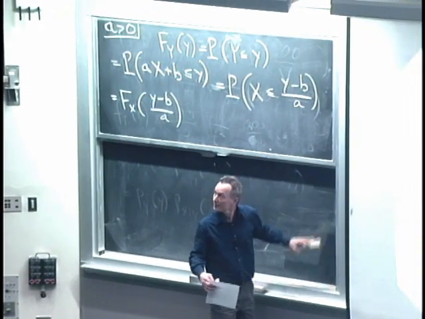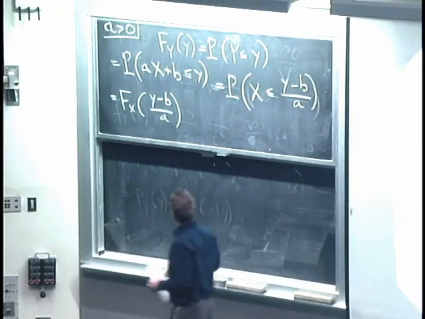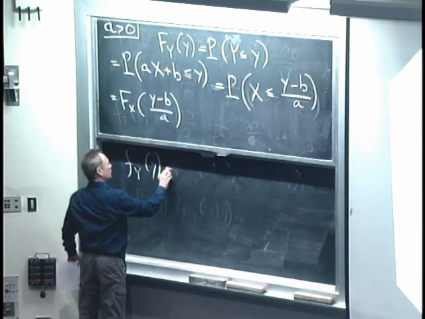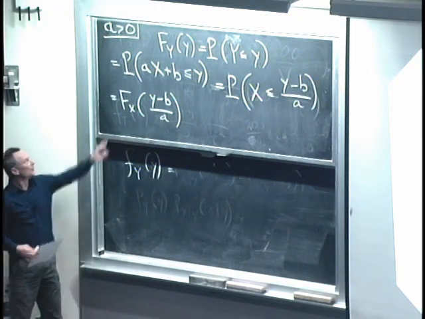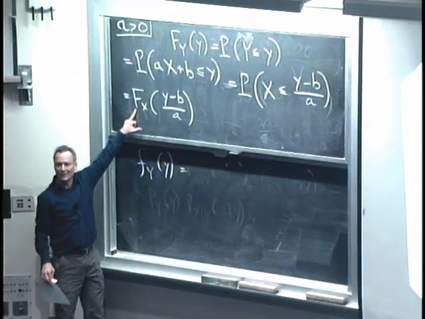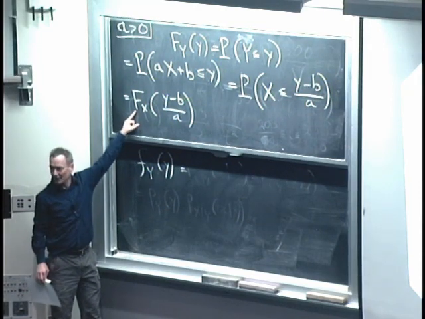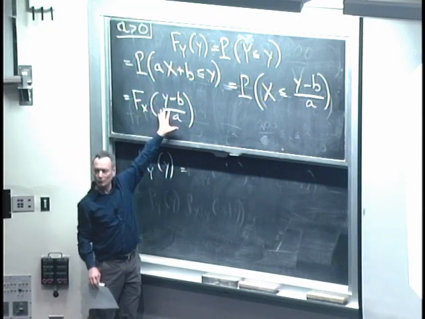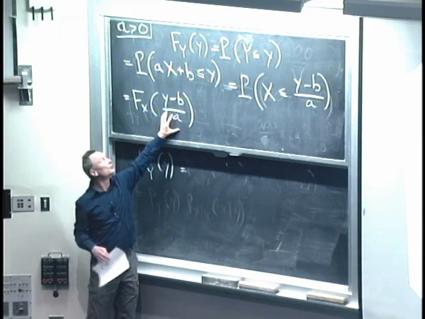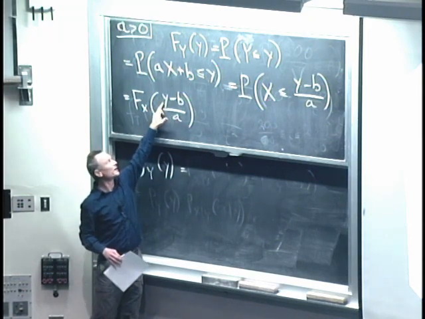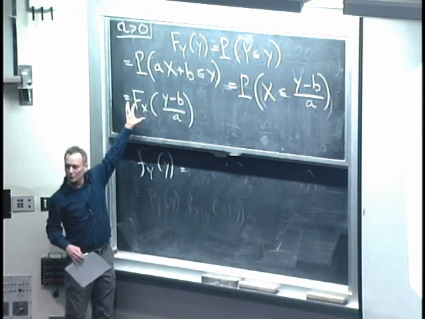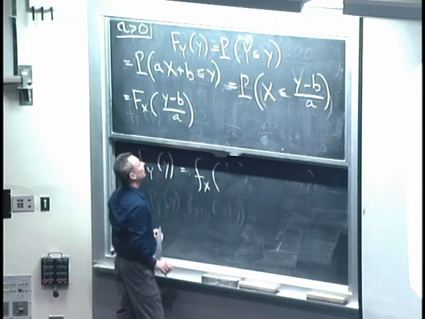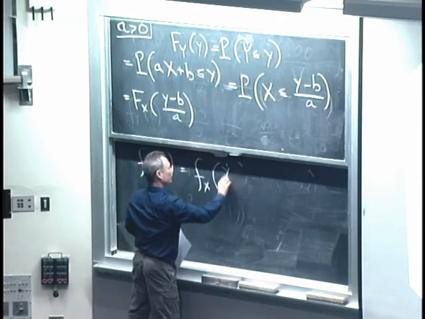What's the next step? Next step is to take derivatives of both sides. So the density of y is going to be the derivative of this expression with respect to y. Okay, so now here we need to use the chain rule. It's going to be the derivative of the capital F function with respect to its argument, and then we need to take the derivative of the argument with respect to y. What is the derivative of the cumulative? The derivative of the cumulative is the density itself, and we evaluate it at the point of interest.